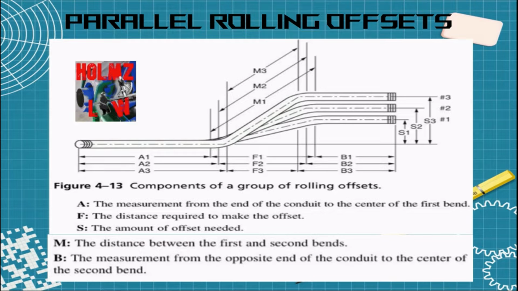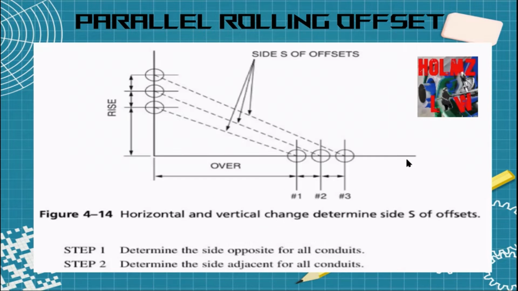Now the letters just say which part of the conduit it is. A is the measurement, as it says on the screen, from the end of the conduit to the center of the first bend. F is the distance required to make the offset, and so on. You can pause the screen and read this as you need.